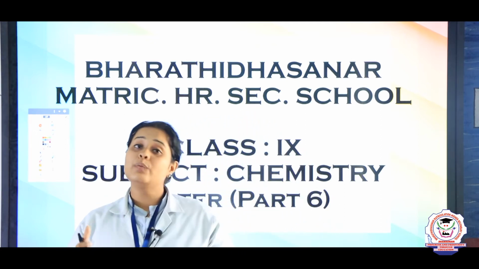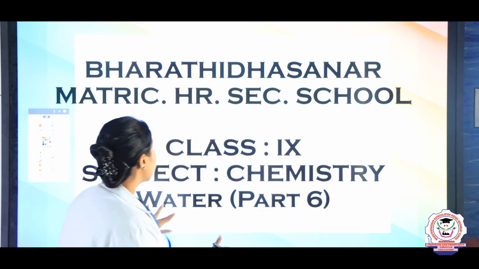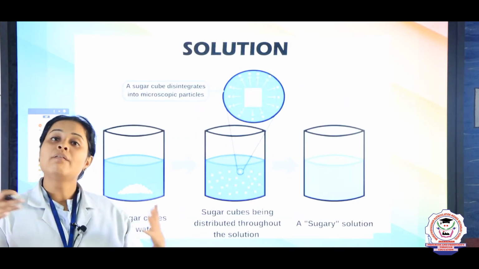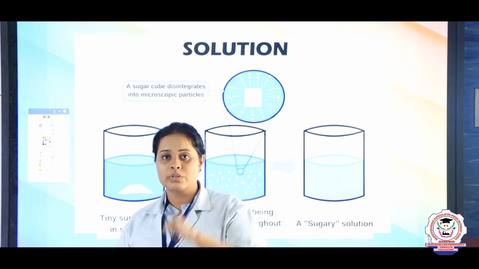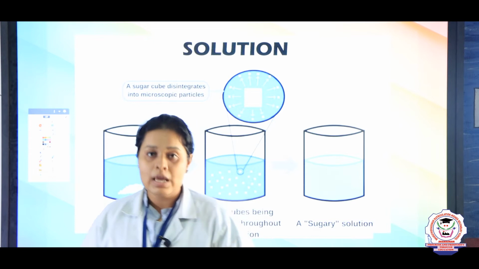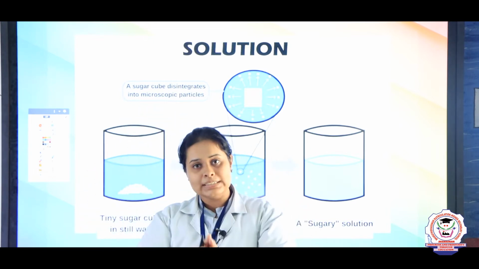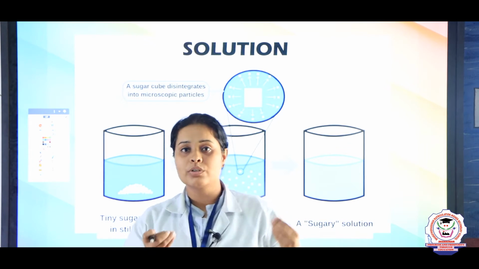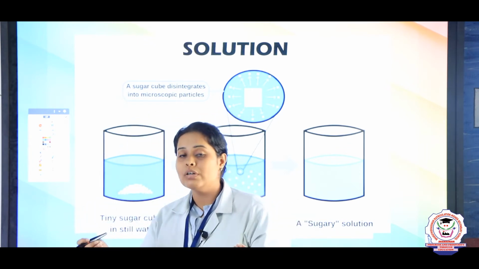And then in the previous video we have seen the solution part, right? So what did we see in the solution, children? We have seen that there are three major things to make a solution. One is the solute, another one is the solvent, and when these two mix together, it's known as a solution. And furthermore, we have discussed the true properties of a solution.